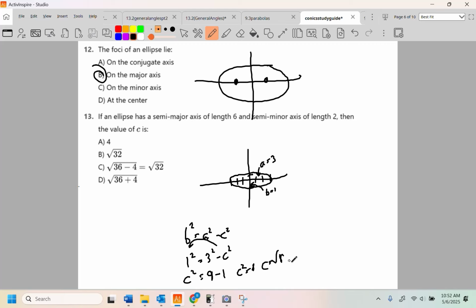Semi-major. Nice. Half. Good job on the words. Semi means half.